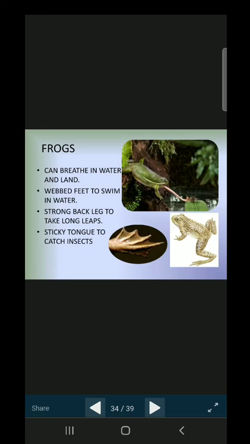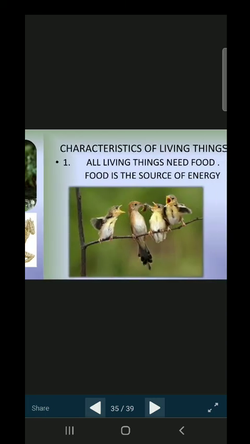Now, adaptational features in the case of animals. Frogs can breathe in water as well as on land. That's why they are known as amphibians. They have webbed feet to swim in the water, strong back legs to take long leaps. And they also have a sticky tongue to catch insects.